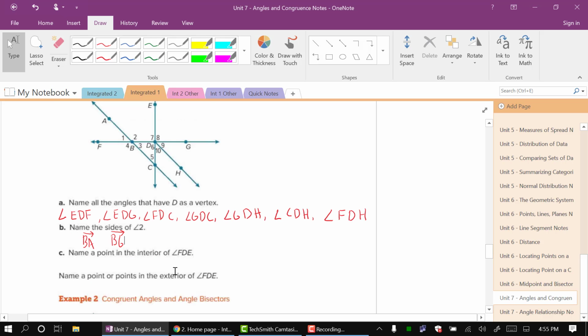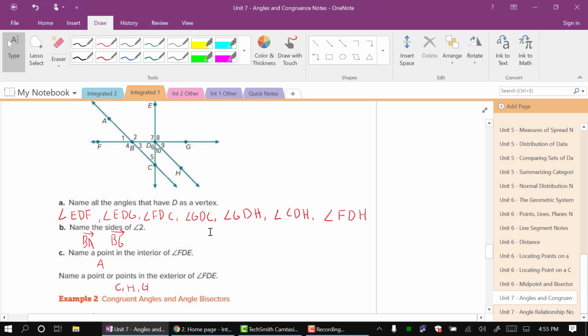Name a point that's interior to angle FDE. So we have angle FDE, that's right here. A point that would be interior there would be point A. That's inside of this. And then name a point or points in the exterior of FDE. Outside of this one right here, that could be point C, because C is outside of here, H is outside of there, and G is outside of there. So C, H, G, all three of those are outside of this.